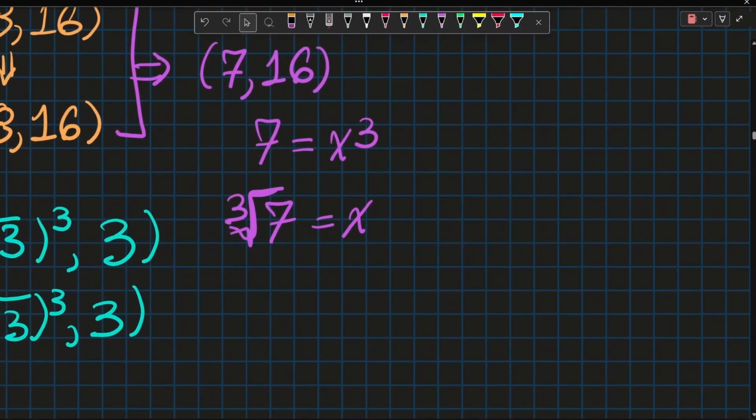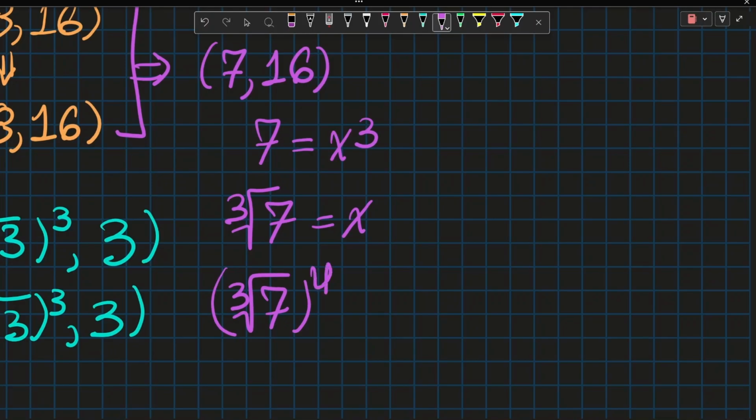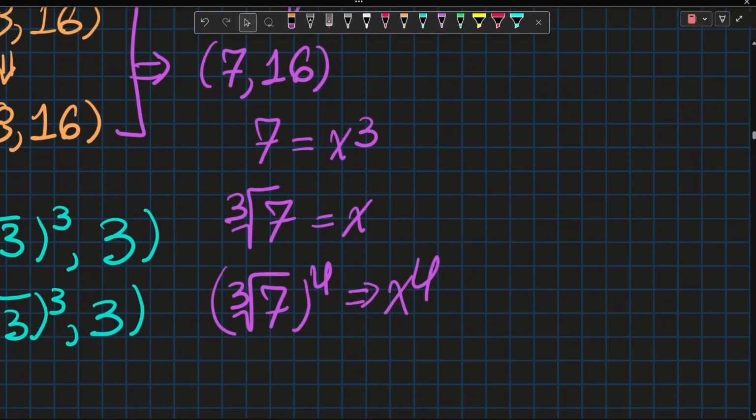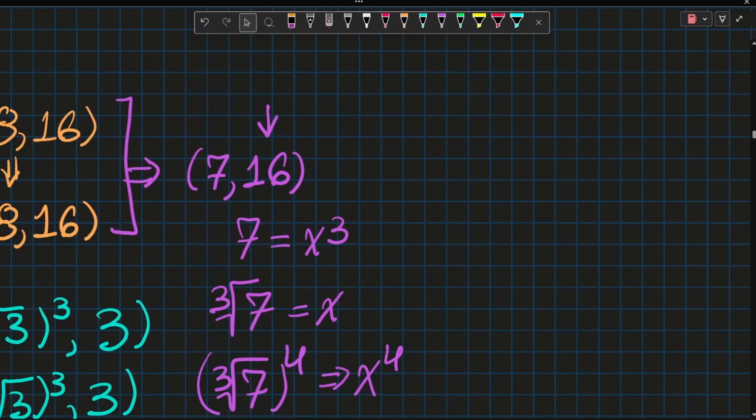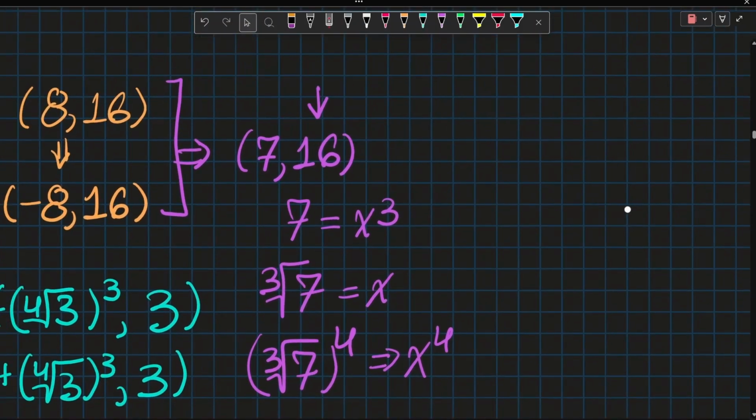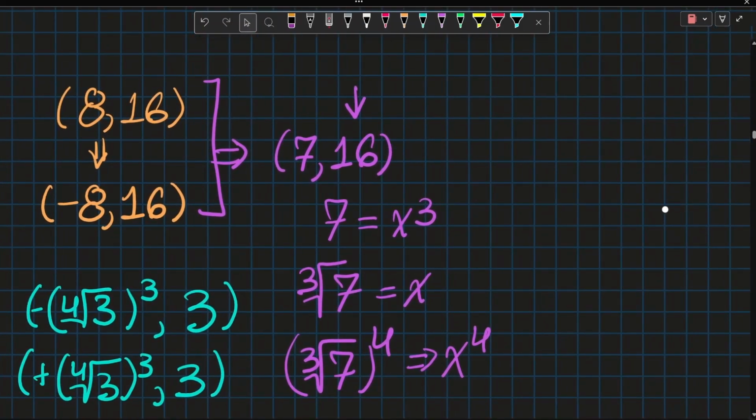Thus, it means for this to be a part of the function, cube root of 7 to the power of 4 must give us the x to the 4 value, right? This value here. But we know for a fact that there's no way that the cube root of 7 to the power of 4 gives us 16 in any way. This is where our contradiction comes in, or our counterexample.